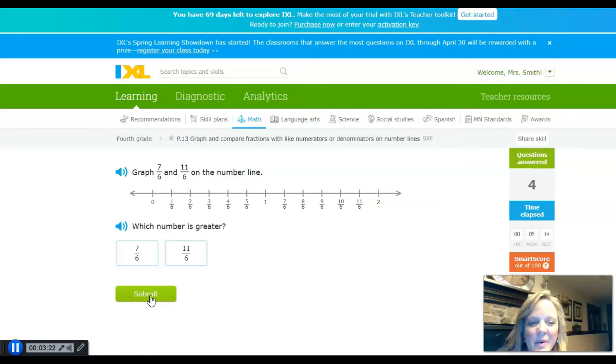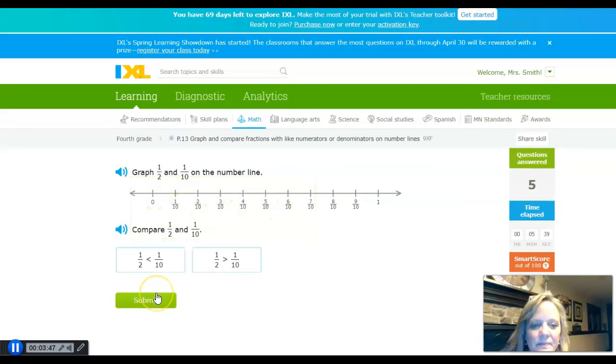And we're going to continue going on while we're doing this. This time it's asking me which number is greater. So first I'll locate 7/6 because this is already set up on my number line in 6 and 11/6. I'll find that too. This time I'm looking for which number is greater. It's important to look at the question that they're asking. 11/6 is greater, and I submit my answer.